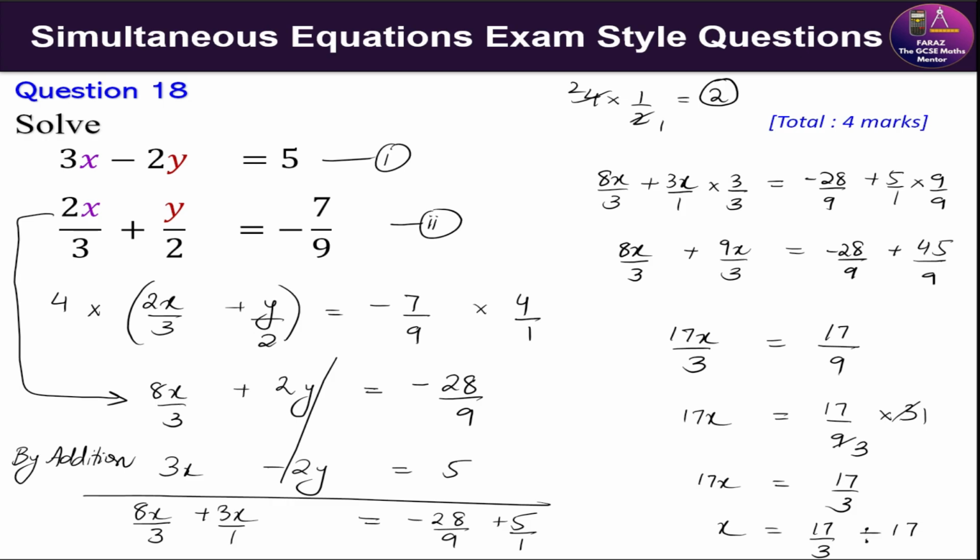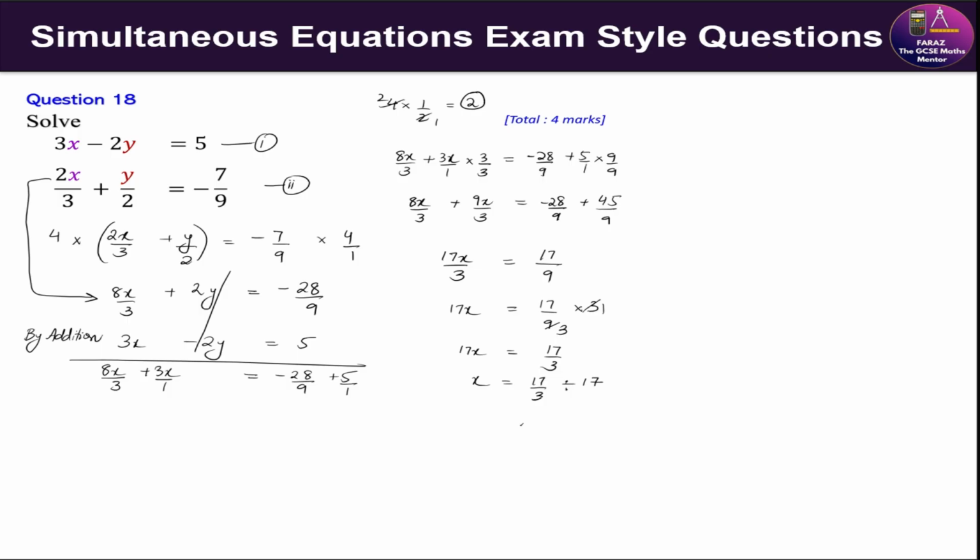Divide by 17 there. So x equals 17 over 3 divided by 17. It means that x equals 17 over 3 times 1 over 17. 17 into 1 is 17, 17 into 1 is 17. And therefore you have x equals 1 over 3.